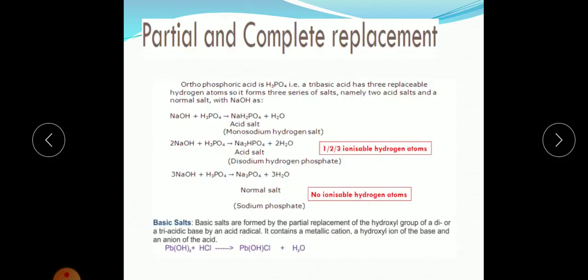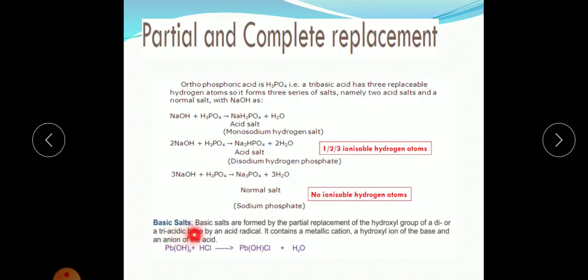Next, when you talk about partial and complete replacement, say for example, for orthophosphoric acid, we have taken sodium hydroxide and phosphoric acid. So it will form first monosodium hydrogen phosphate. Then after further reaction with sodium hydroxide, it will form acid salt. And with further reaction, it will form normal salt, sodium phosphate, that is.